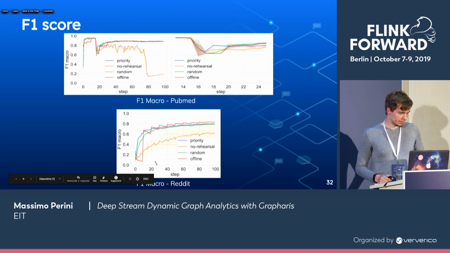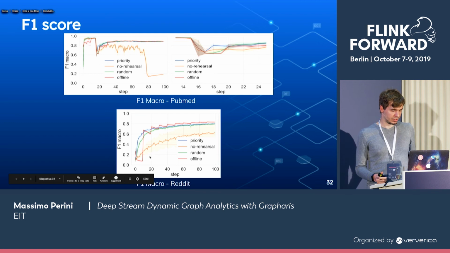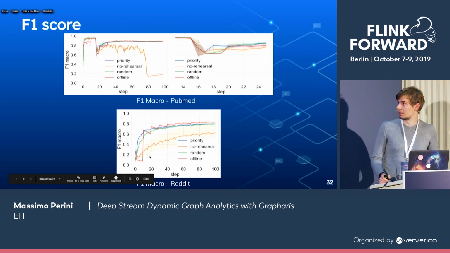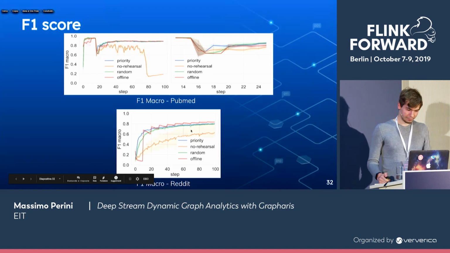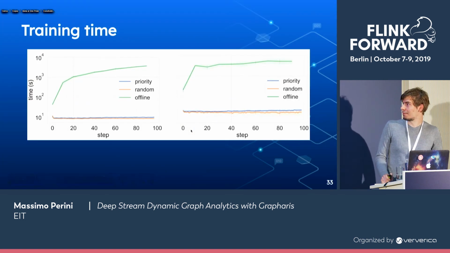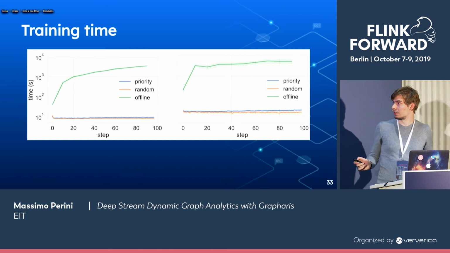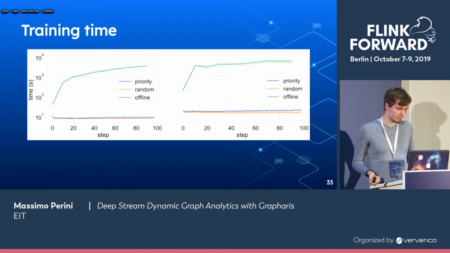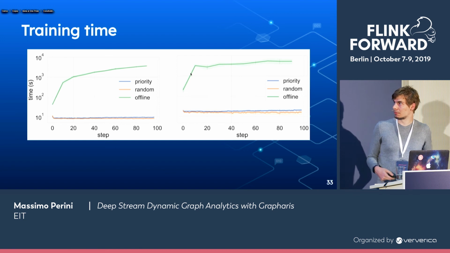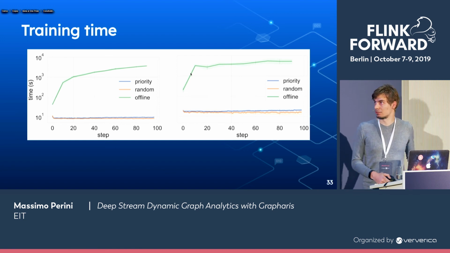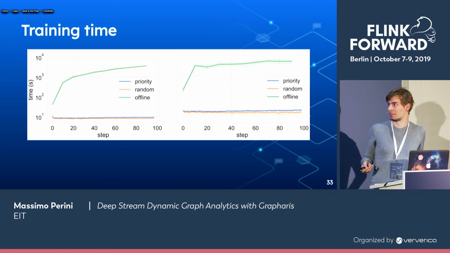Same for Reddit. Reddit is a more evenly distributed dataset, and in this case, however, our model is still better than the random one, at least at the beginning. This is the training time. Of course, our model is static because we are running a fixed number of backpropagations, while the offline method runs backpropagation multiple times over the entire dataset.